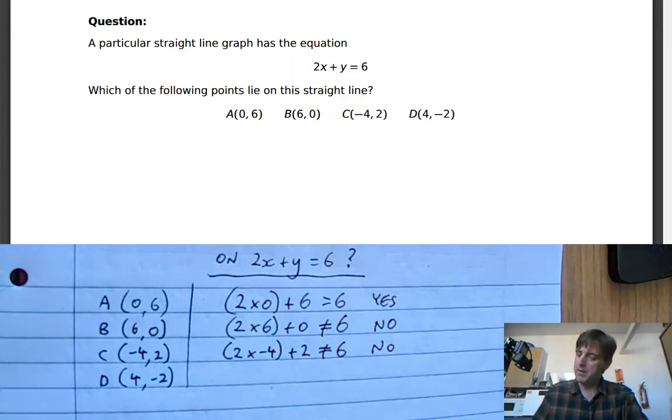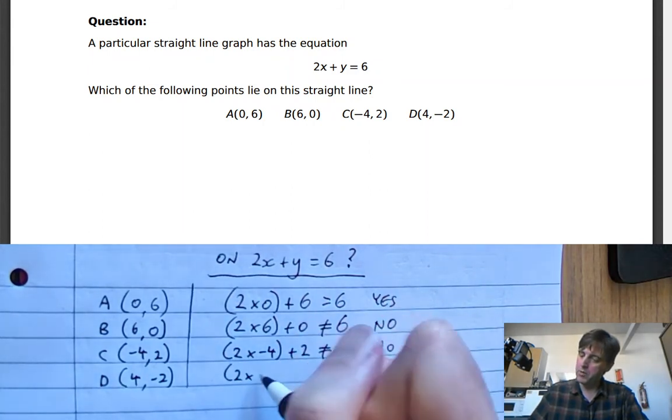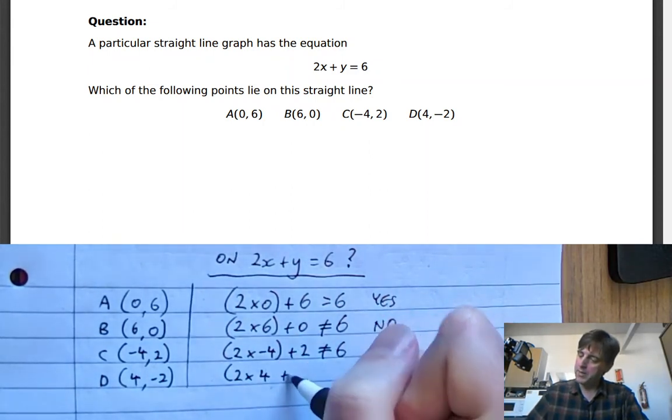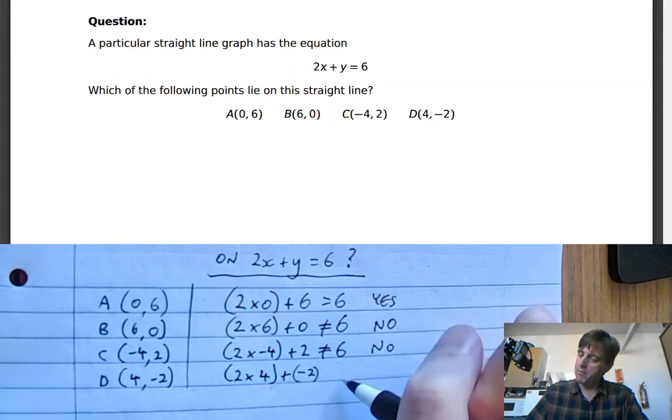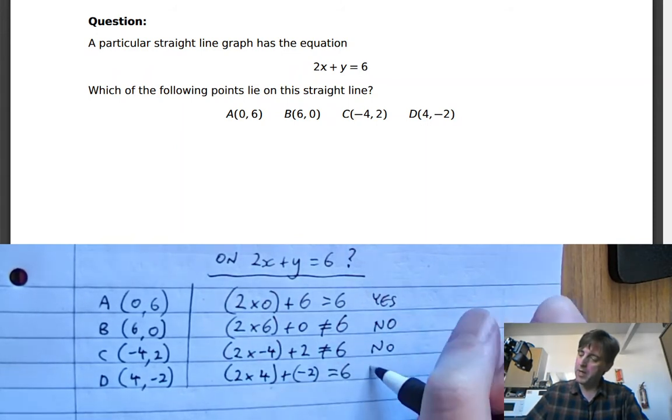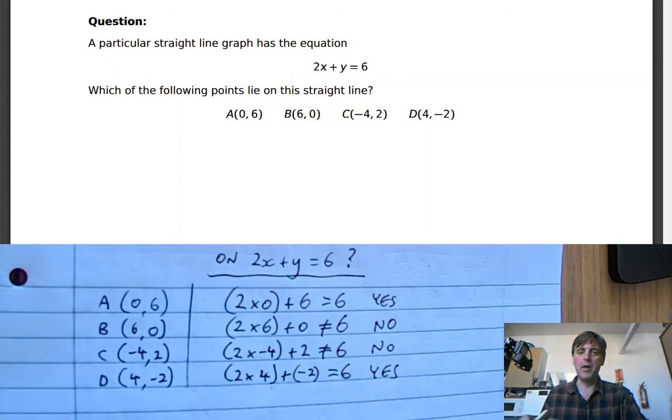And then finally, for point D, 2 times 4 plus a -2 here. That one does equal 6. So that point there is on the line. So to sum up, points A and D are on the line, and points B and C are not on the line.